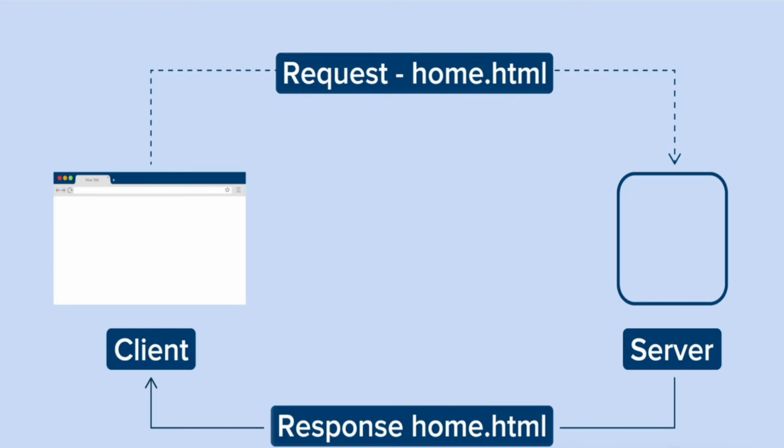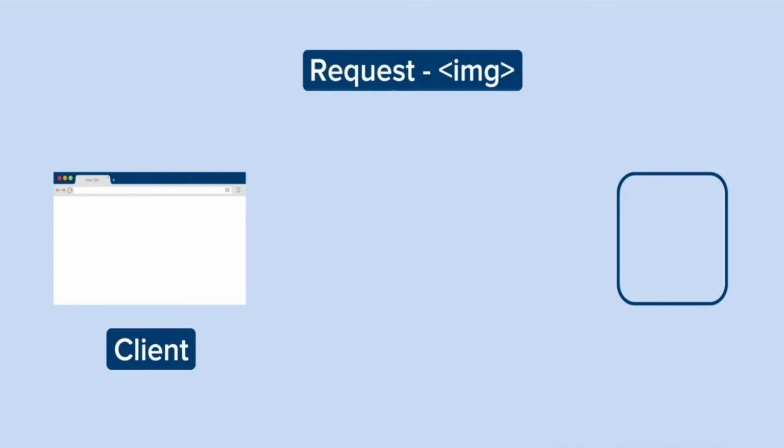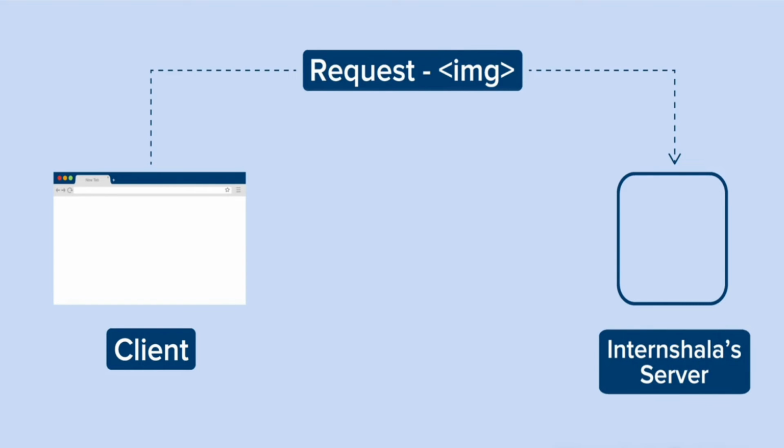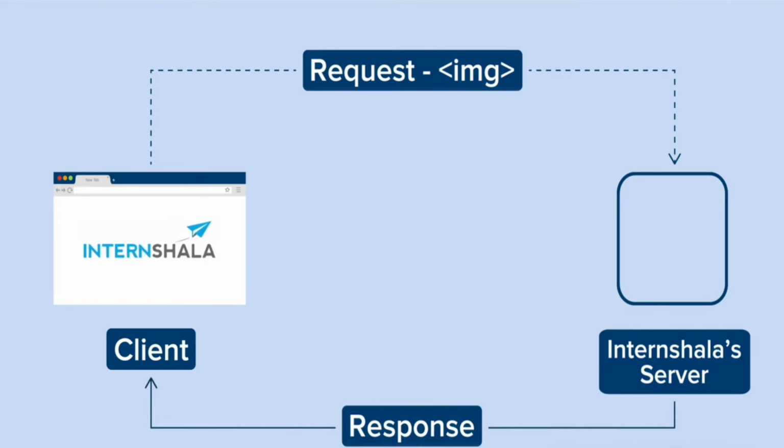It is only after the browser receives the response and starts rendering the HTML into visual format that it encounters the image tag, and that is when it fetches the image by making another HTTP request, this time to the Internshala server. And once the image is fetched, it is then displayed on the screen.